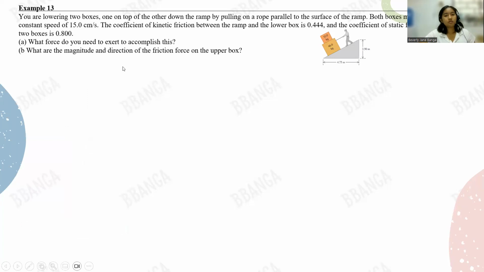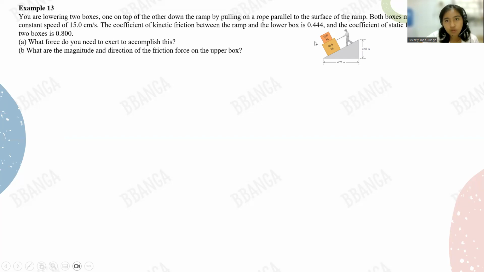Okay, so ito sa example number 13 natin, sabi niya, you are lowering two boxes, one on top of the other down the ramp by pulling on a rope parallel to the surface of the ramp. Both boxes move together at a speed of 15 cm per second. Coefficient of kinetic is 0.444. Coefficient of static is 0.800. What force do you need to exert to accomplish this? What are the magnitude and direction of friction force on the upper box?